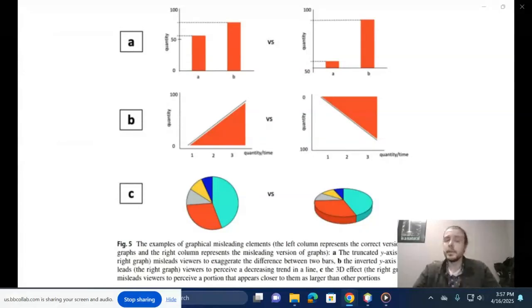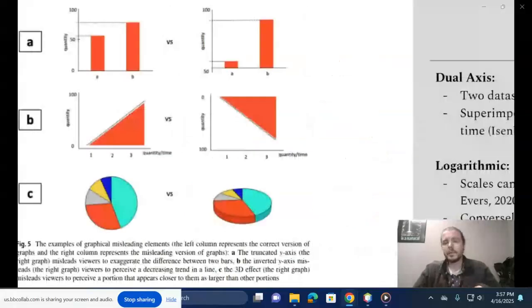Row B is an inverted y-axis, 0 to 100 on the left and 100 to 0 on the right. Row C is a 3D manipulation of a pie chart. I've got a little section on 3D coming up. It causes you to distort how much area we perceive as allocated to each individual value in a pie chart.